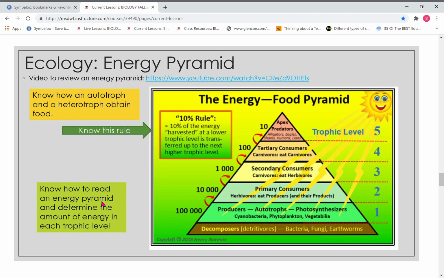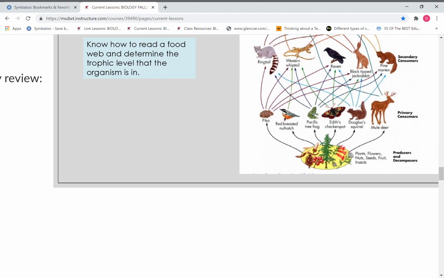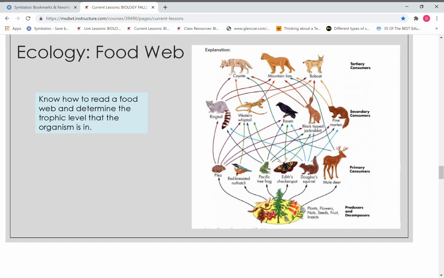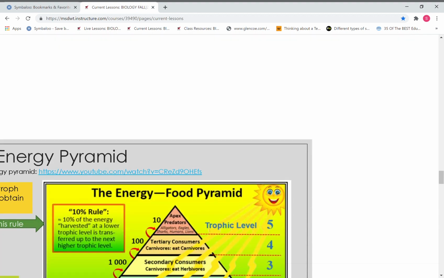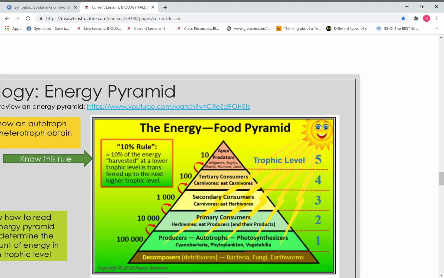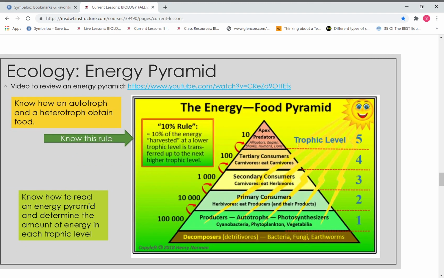Know how to read an energy pyramid and determine the amount of energy in each trophic level. So the 10% rule is something you need to know, and it will help you remember this too. These are the trophic levels. We just talked about trophic levels up here, where we said that we have producers on the bottom, primary consumers, next, secondary, tertiary. It's like a pyramid. So you see a pyramid here, but this is talking about energy that's passed on from organism to organism.